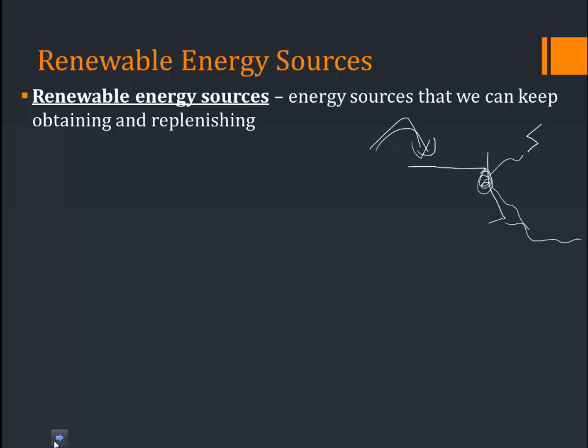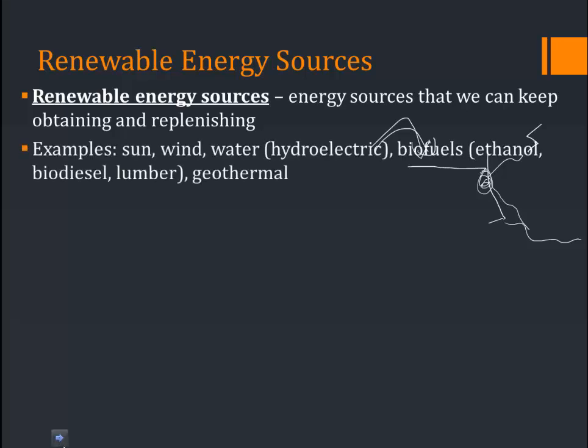Those are renewable energy sources. We can keep using them over and over and over again. Okay, biofuels, this would be things like ethanol, because we can plant more corn, and we can make biofuel from a lot of things other than corn. It's easily replenishable, we're not running out.